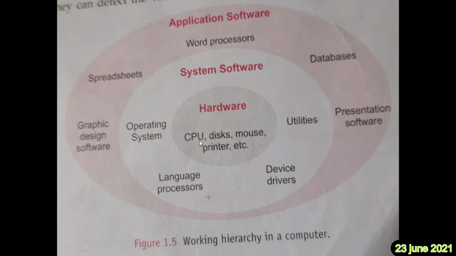The moment I say hardware, that is your CPU, disk, mouse, printer, etc. And in the periphery of the system software you can see the operating systems, language processors, device drivers, and some kinds of system utilities. Then comes the application software at the end, like your word processor, MS Excel, then graphic design software like Paint and Adobe Photoshop, databases, presentation like PPT. So this is the hierarchy in a computer. Hardware is innermost, then there will be system software, then there will be application software.